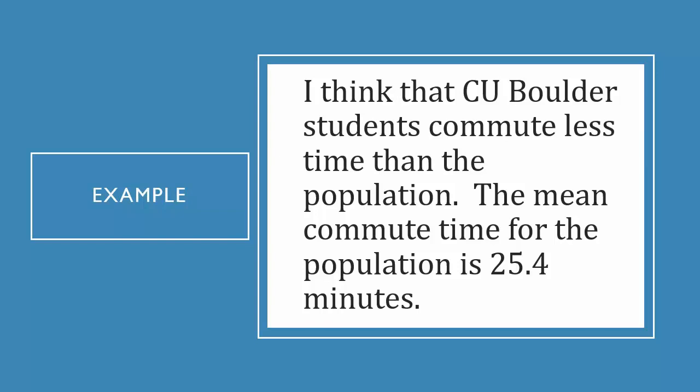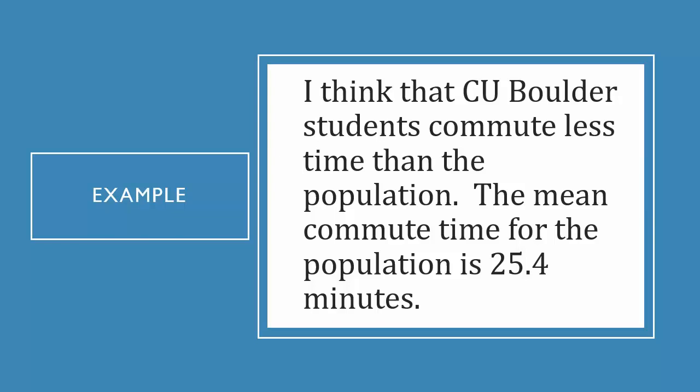So now let's do this in a different problem. I think that CU Boulder students commute less time than the population. All right. I know that the mean commute time for the population is 25.4 minutes. By the way, these numbers are real. Those are actual SAT scores and actual commute times. That is the real average commute time in the United States.